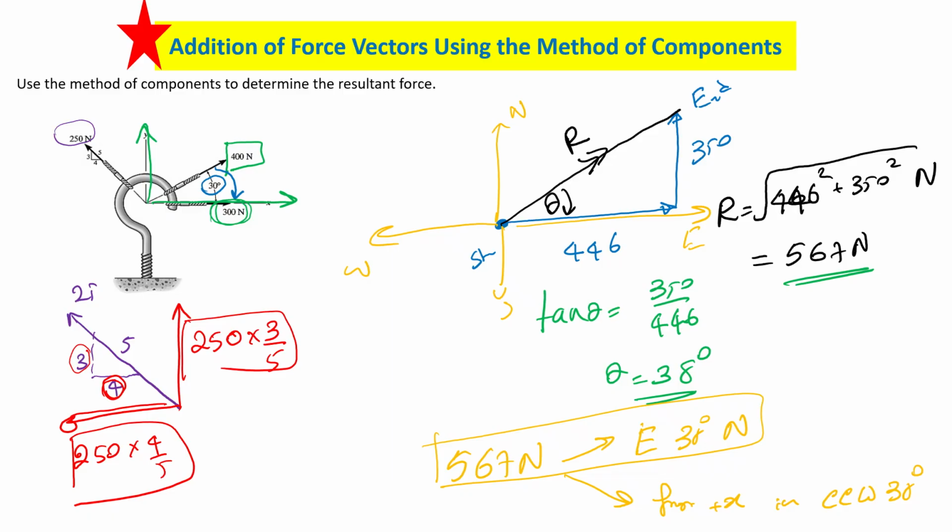Am I right? If you consider the x-axis, from the positive x-axis in the counterclockwise direction, 38 degrees. So you should know how to write the direction. So are we good? Okay, how do we find the resultant?